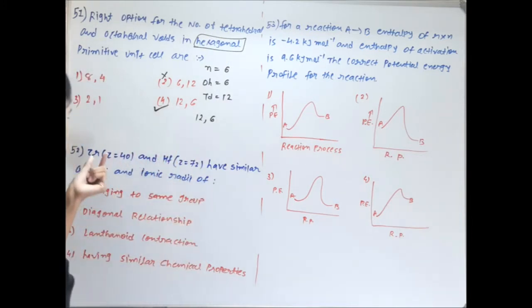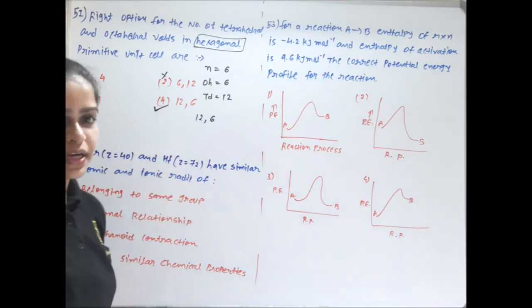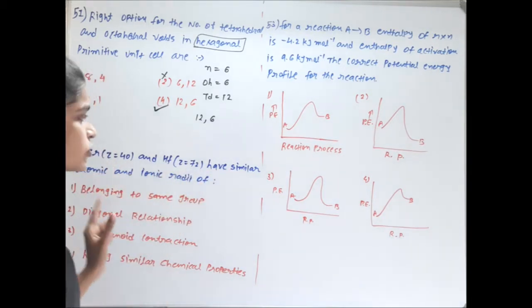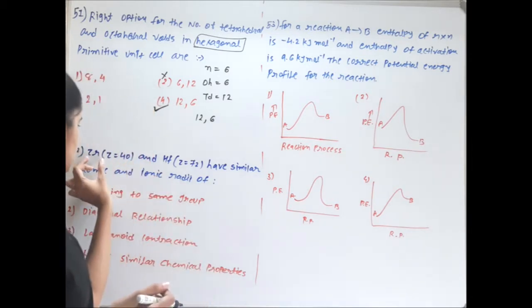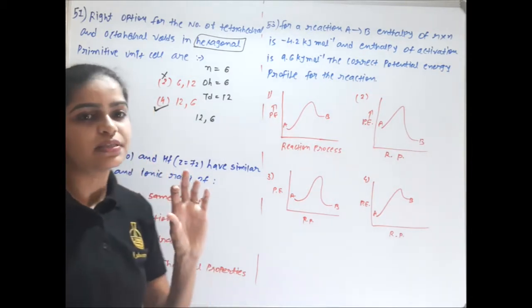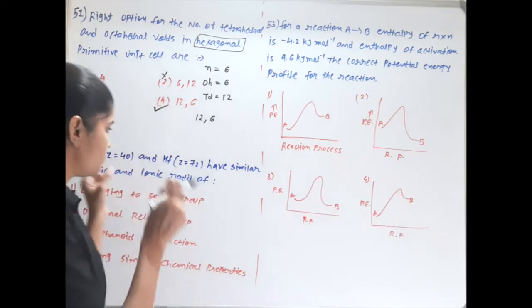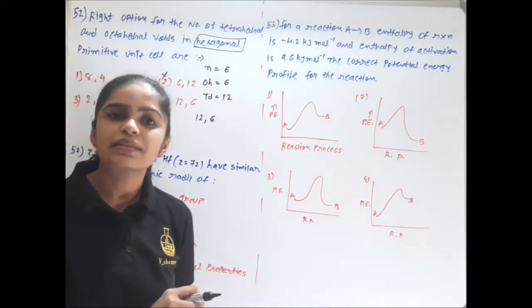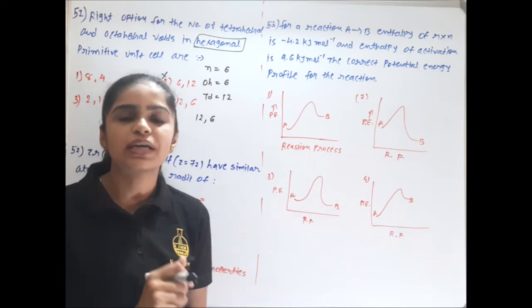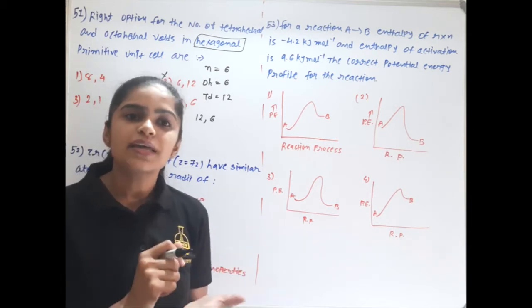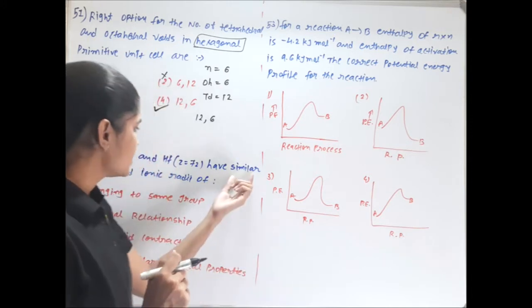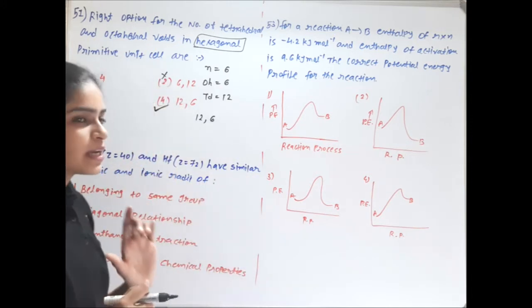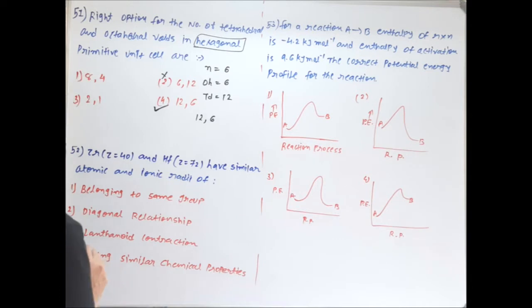Second question: zirconium and hafnium have similar atomic and ionic radii. We know that in the periodic table, zirconium and hafnium are d-block elements, and between zirconium and hafnium the lanthanide series is present. Where the lanthanide series is present, it shows lanthanide contraction. Because of lanthanide contraction, their atomic and ionic radii are the same. So the right option is lanthanide contraction.